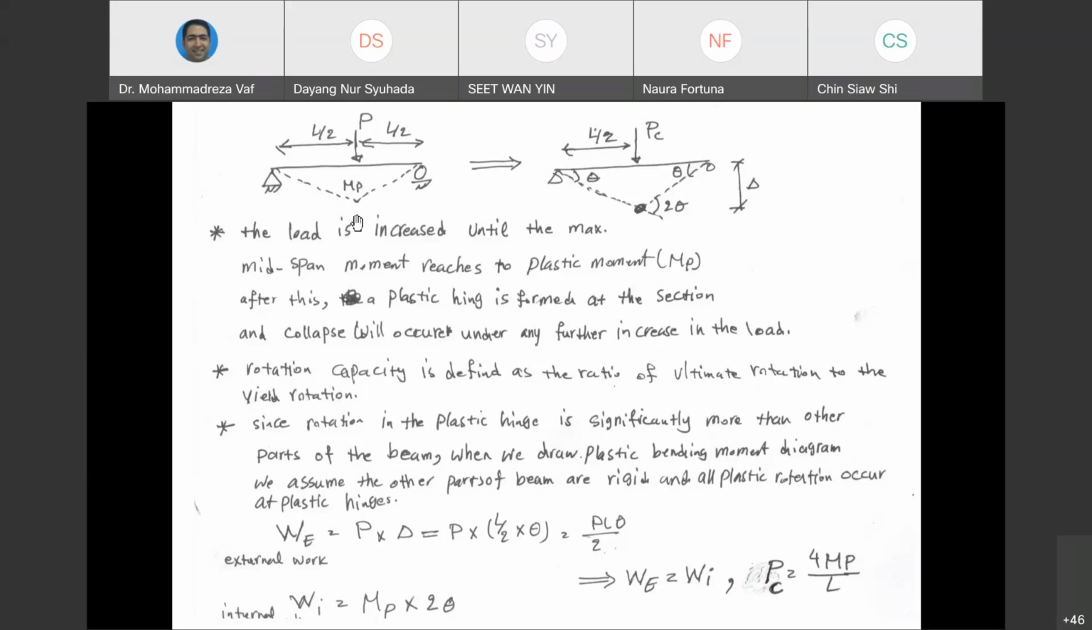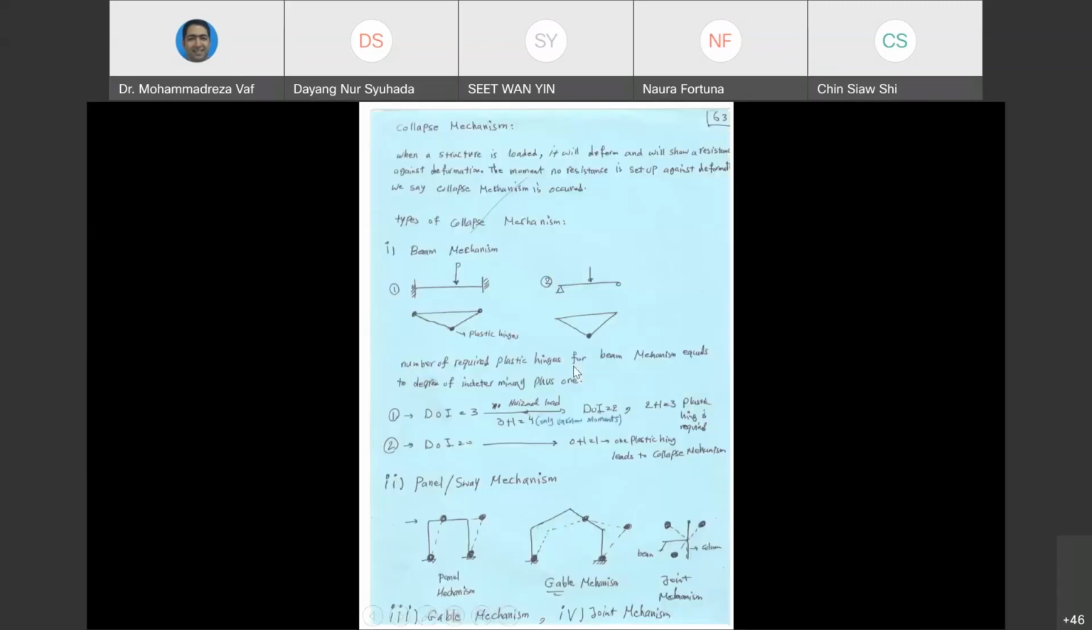So if you want to have a safe beam, you need to provide 4 MP over L based on the force that you have. Let's say you have applied 100 kilonewton force here. So you can easily calculate how much MP you need to have inside your section. 100 multiplied by L divided by 4 is the MP that this beam should have, meaning the plastic moment of this beam shouldn't be smaller than that value in order to tolerate the 100 kilonewton force.